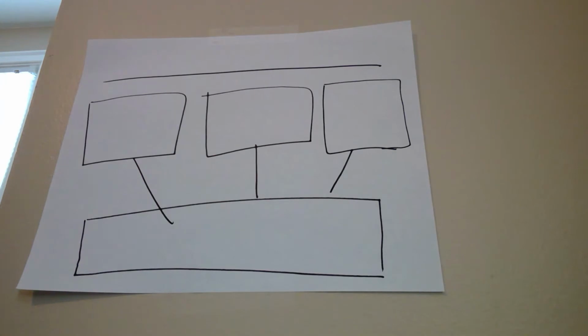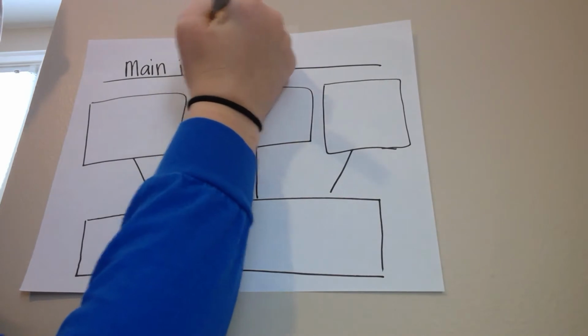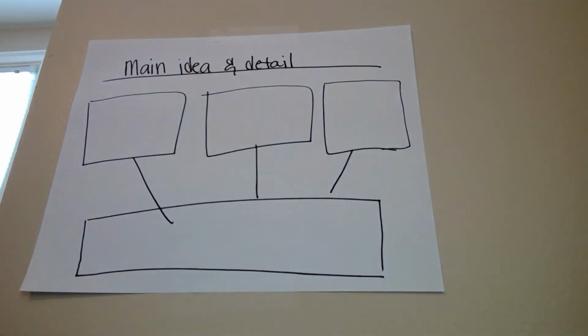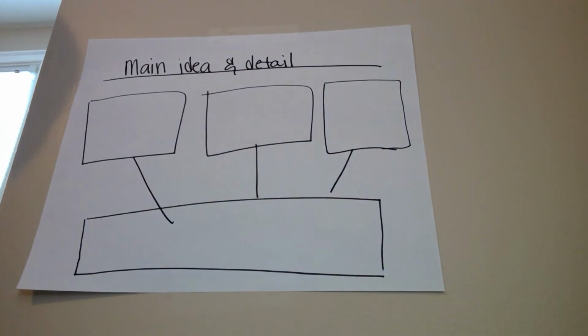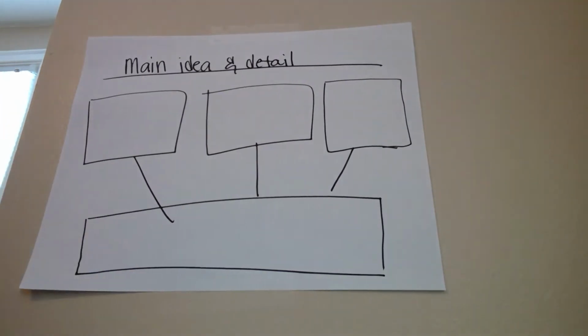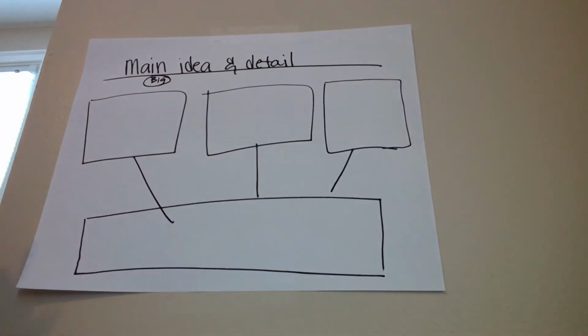All right, at the top of your page, go ahead and write our skill, main idea and detail. When you do your boxes, make sure that you've drawn them big enough so you can write almost a sentence in each. And when you look at this, remember the main idea is like the big picture. What do we know the whole thing is about? And the details are the smaller things like the examples and pictures and support that is given to the main idea.